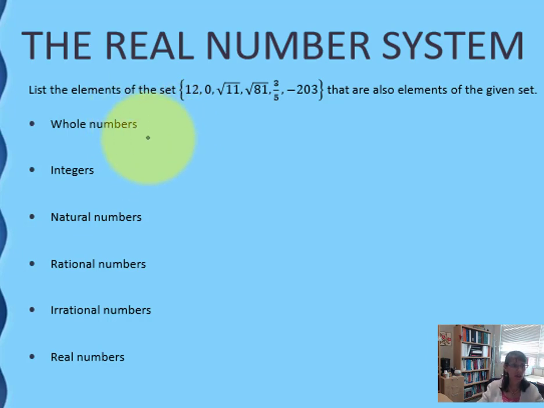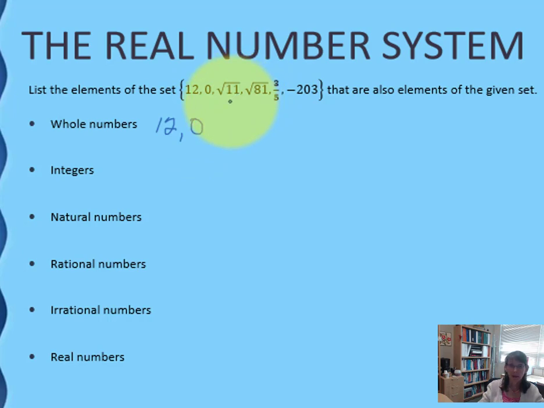So under the whole numbers, remember these are numbers that begin with 0 and go in the positive direction. 0, 1, 2, 3, 4, 5, and so on. So it looks like definitely 12 would be considered a whole number. 0 is actually the first value in the subset of whole numbers.